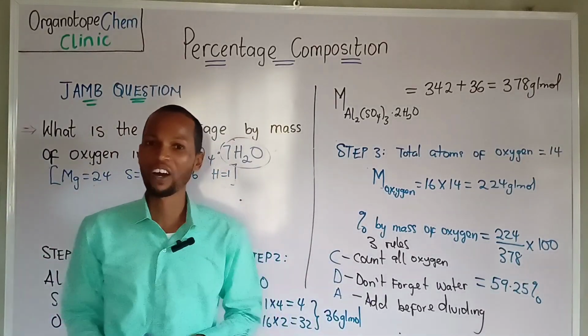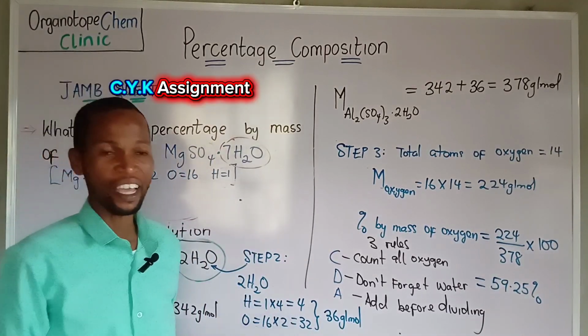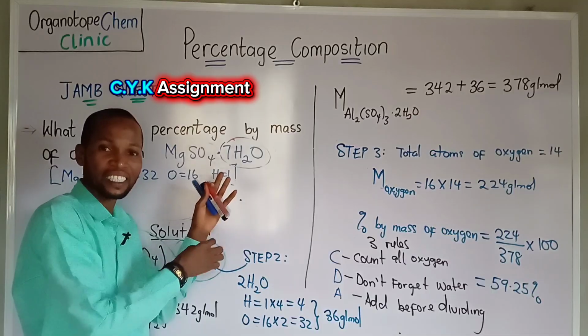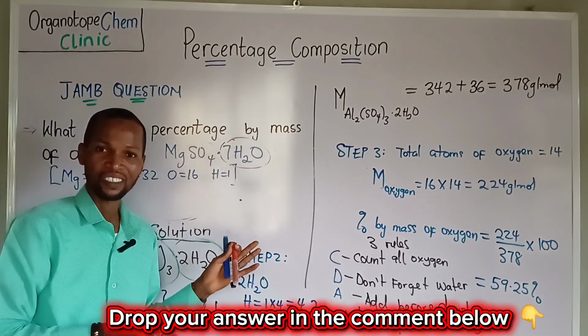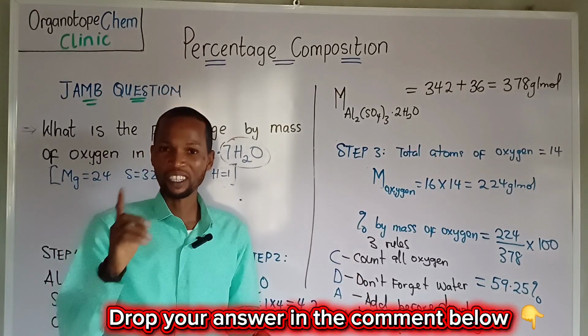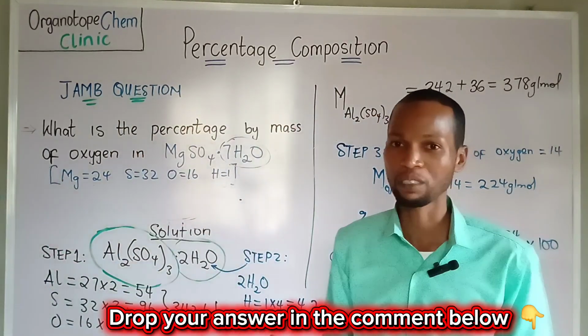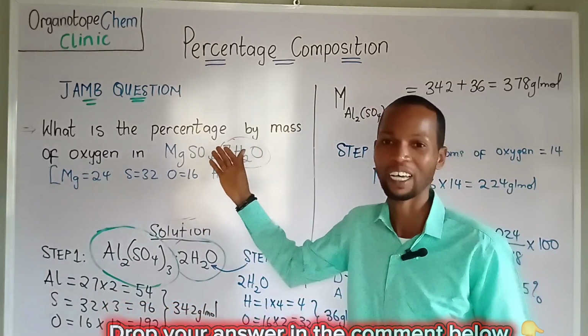Imagine leaving exam hall and your friend says, the question was easy. Meanwhile, you forgot the water of crystallization in this compound. So drop your answer in the comment section right now. So if you got this correctly, you're already ahead of 80% of the students preparing for chemistry JAMB examination.